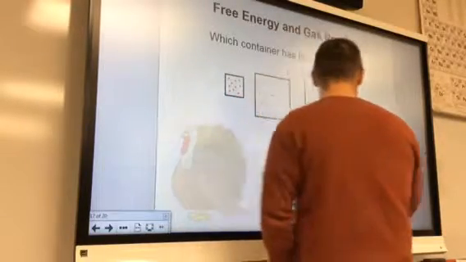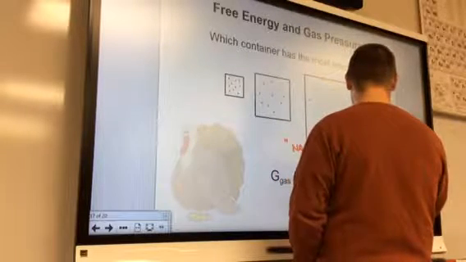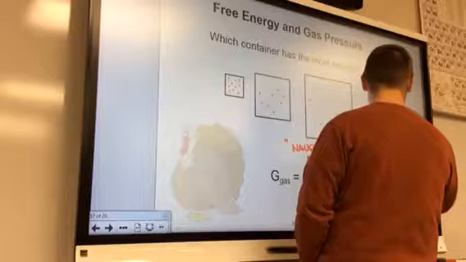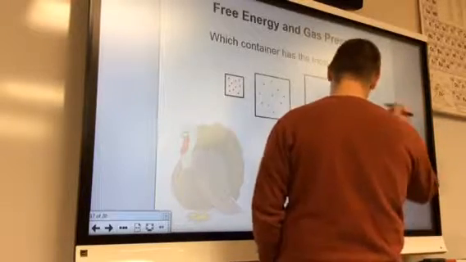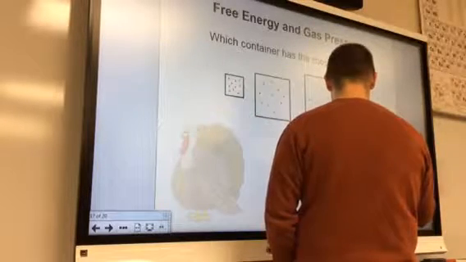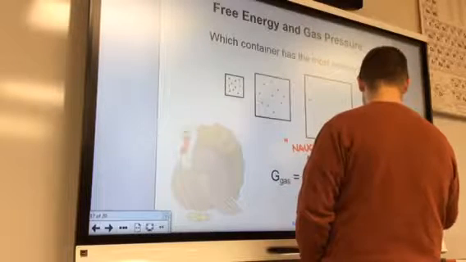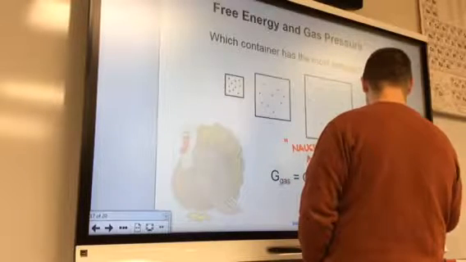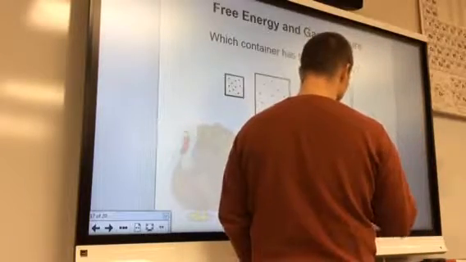So here's what it means. It means standard conditions. And standard conditions are 1 mole, 1 atmosphere for gases.